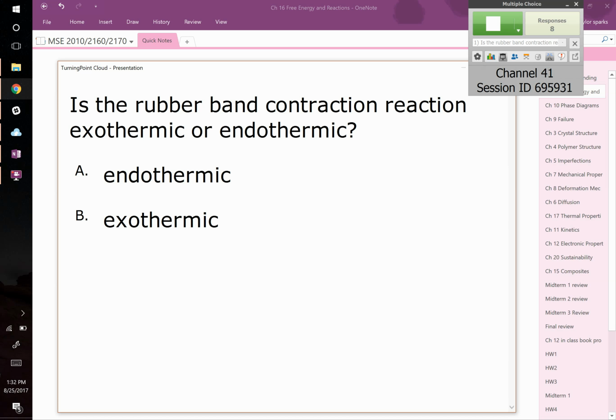So they just stretched it and it got warmer. Now the question is, is the rubber band contraction reaction exothermic or endothermic? So what I want you to do is now take it and stretch it and hold it there for a minute so all that warming that happened gets equilibrated with the environment. So hold it there, stretched. Now what I want you to do is carefully release it quickly and tell me what you feel.